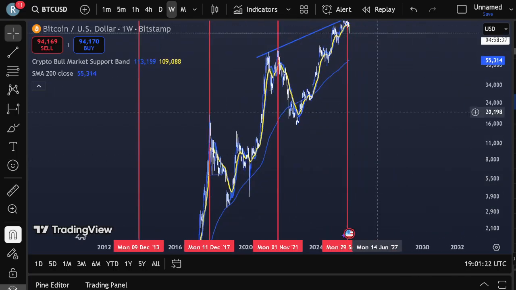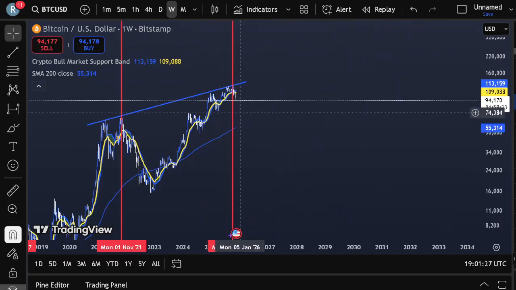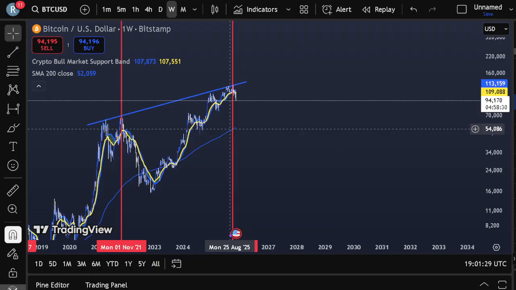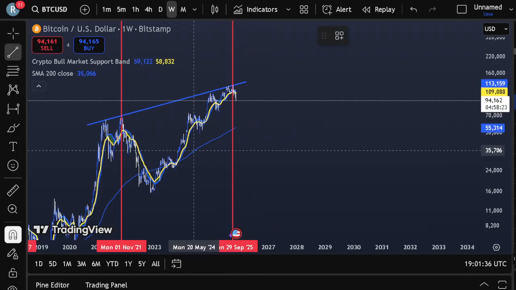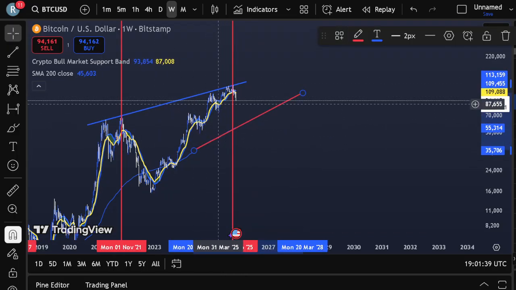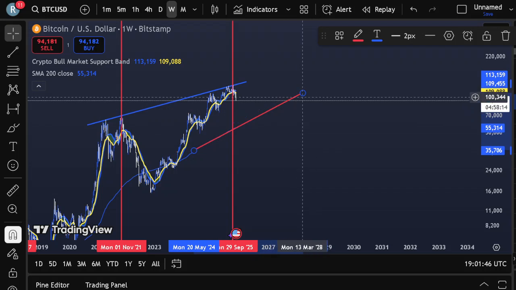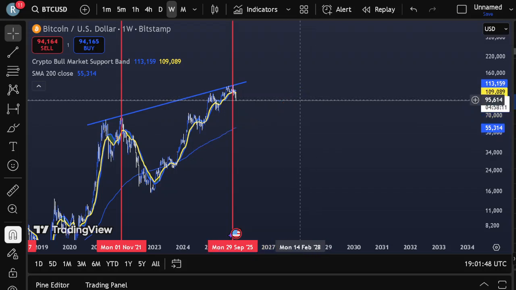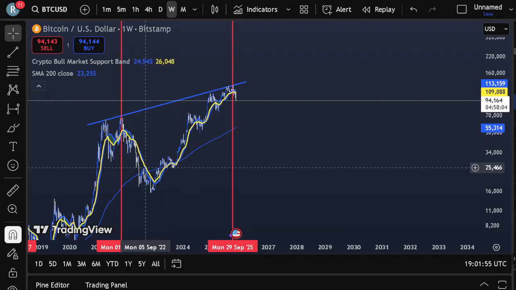So you can see for next year we are likely going to see a test of this trend line, which would be between 60 and 70k about, but we can go easily below that trend line as well, because last cycle we did that.